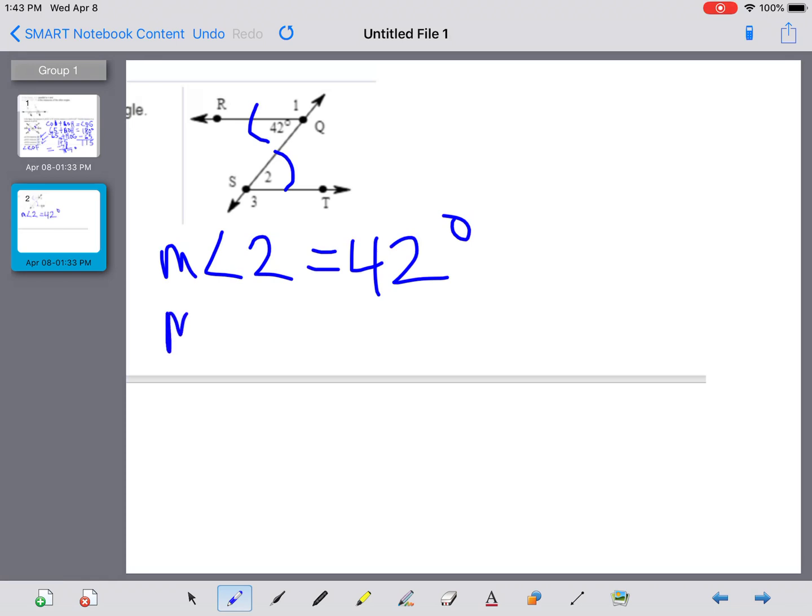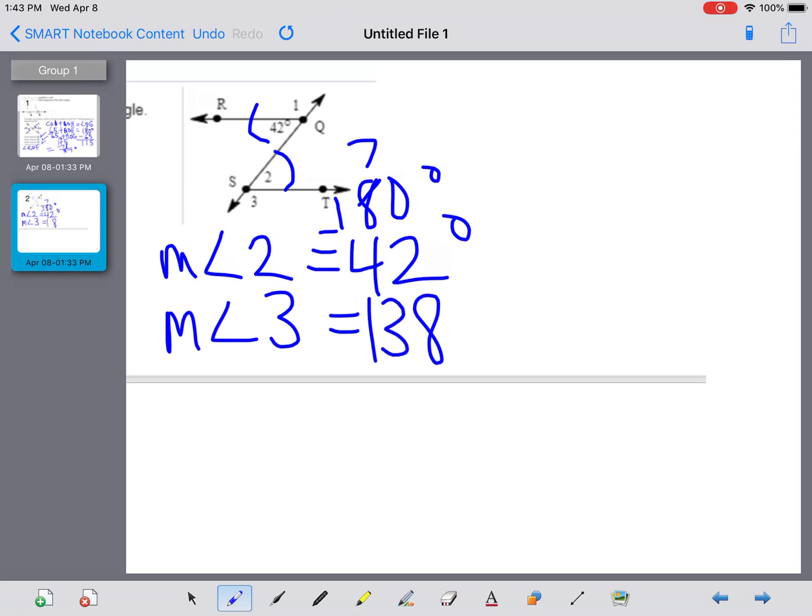Now we can find the measure of angle 3 because angle 2 plus angle 3 are supplementary angles and they equal to 180 degrees. So just subtract 42 from 180 and you got the measure of angle 3, 138 degrees pretty easily.